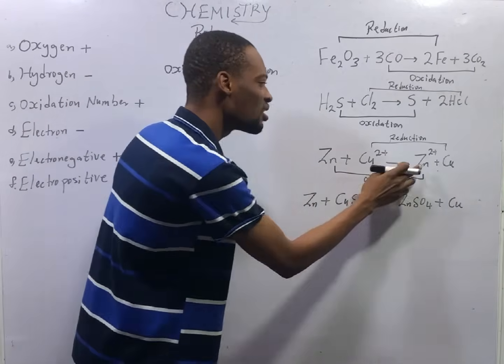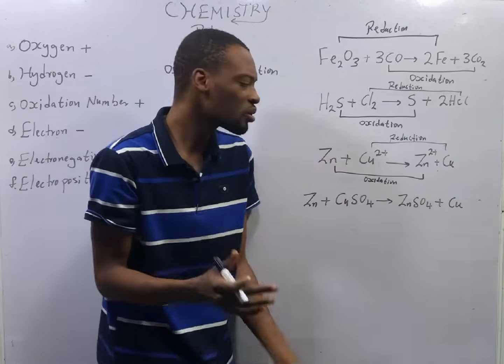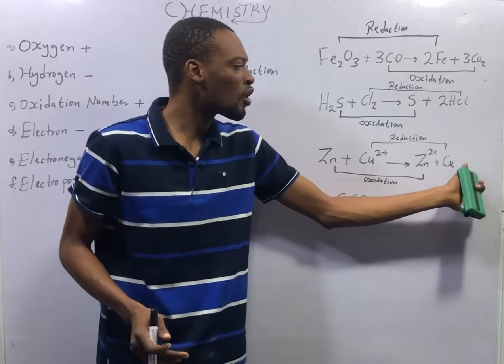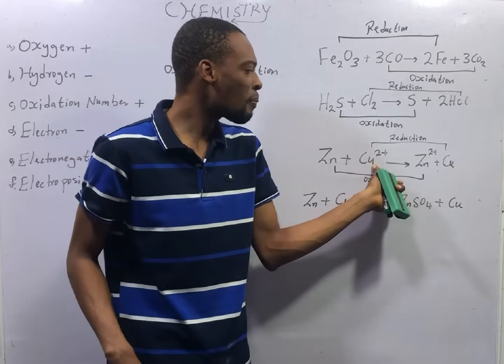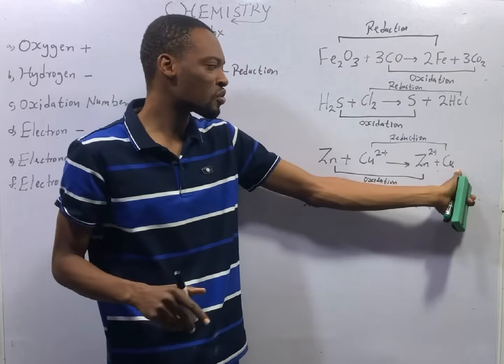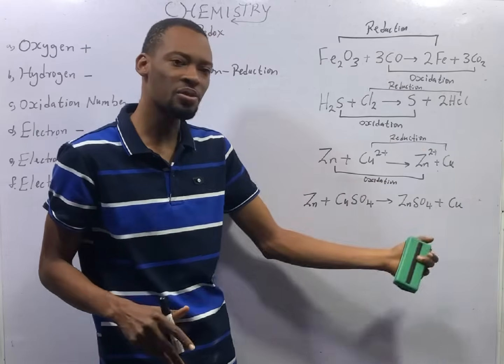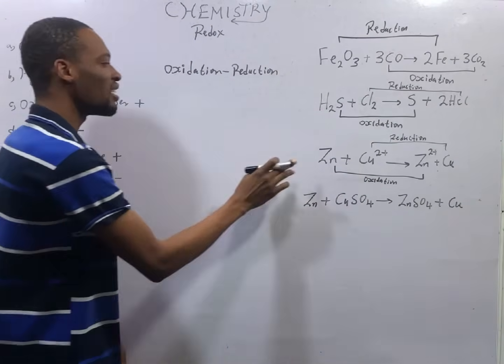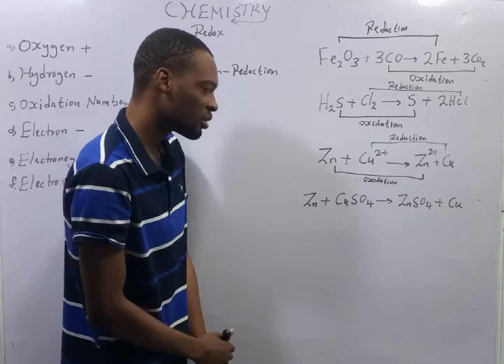Because zinc has lost 2 electrons. So, loss of electron is oxidation. From copper 2 plus to copper, what happened? Copper gained 2 electrons to change from ion to atom. So, loss of electron is oxidation, gain of electron is reduction.